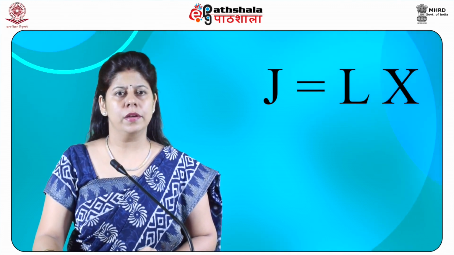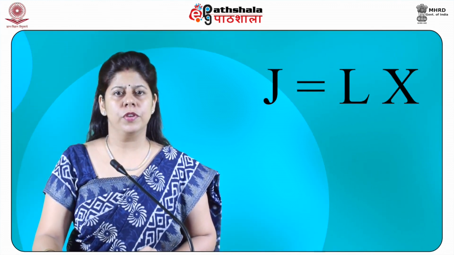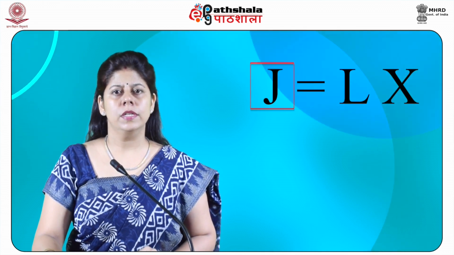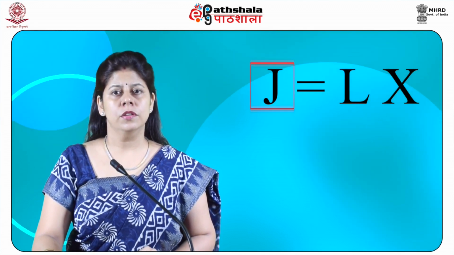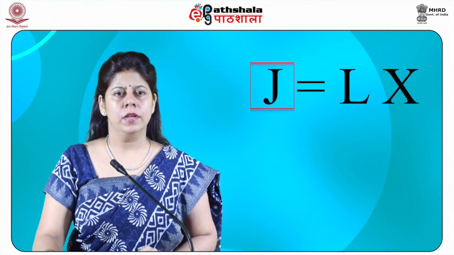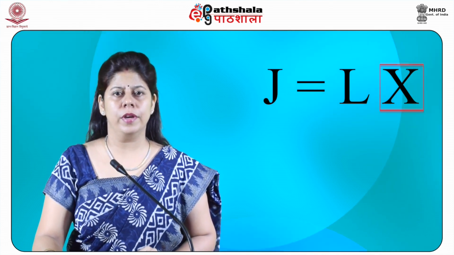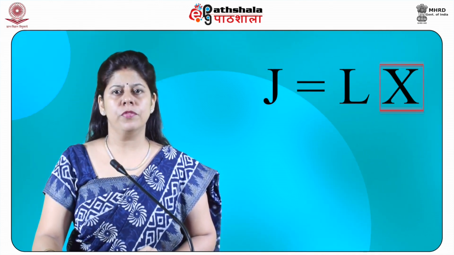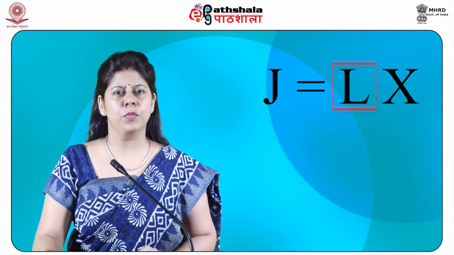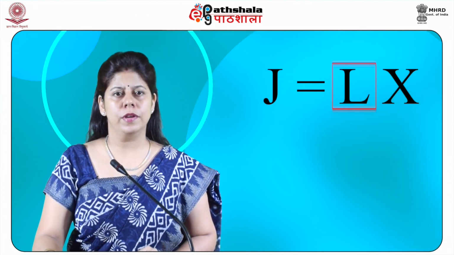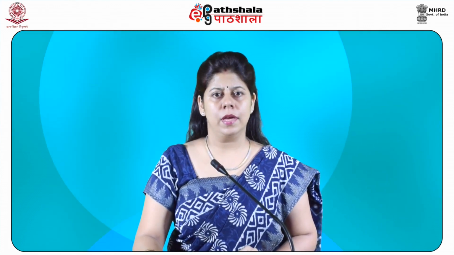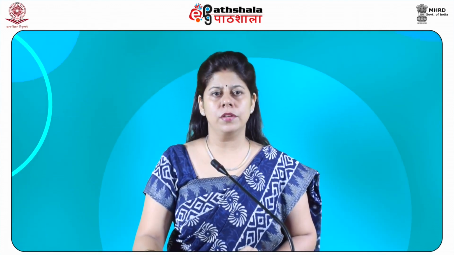Linear laws of this kind are referred to as phenomenological laws, where J is flux, that is the flow per unit area, X is the driving force or gradient which is responsible for the flow, and L is the proportionality constant called the transport coefficient. Various transport processes can be written in these relationships.